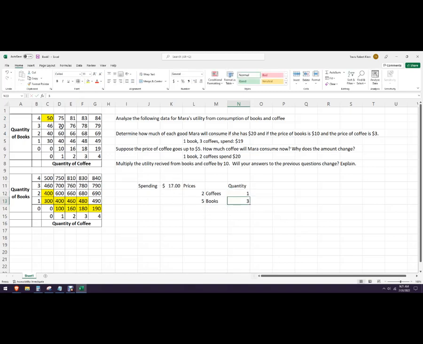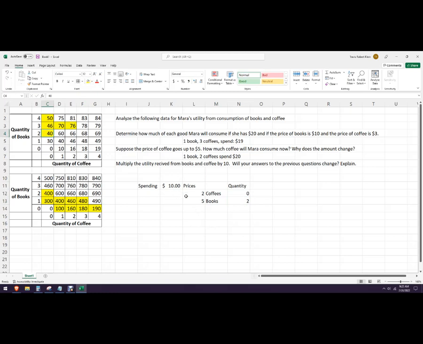You can do 3 books and 1 coffee. What about 3 books and 2 coffees? Can I do 3 books and 2 coffees? Yes, I can. Can I do, no, I can't. You can't get to there. Okay, 3 and 3. Nope, can't do 3 and 3, so I can't do that. Can I do 2 books?